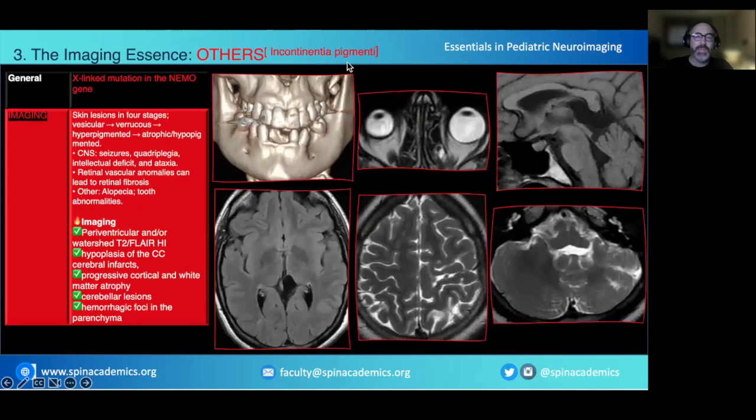Another one, incontinentia pigmenti, an X-linked mutation in the NEMO gene. The characteristics are hypodontia, to see here, microphthalmia on the right side, a cyst, and you see here the result of chronic infarcts and some loss of gyration, and also chronic infarcts in the left hemisphere and a hypoplastic corpus callosum.